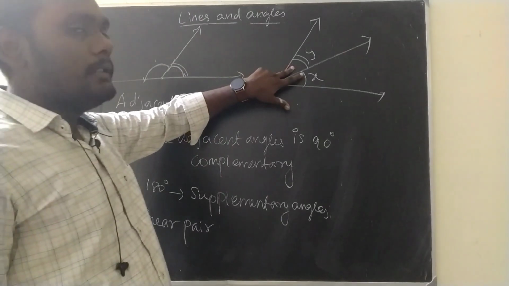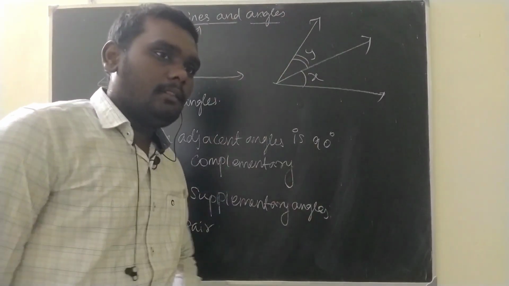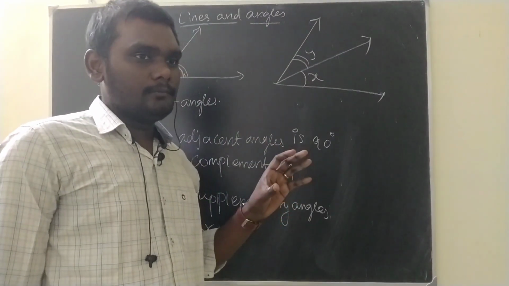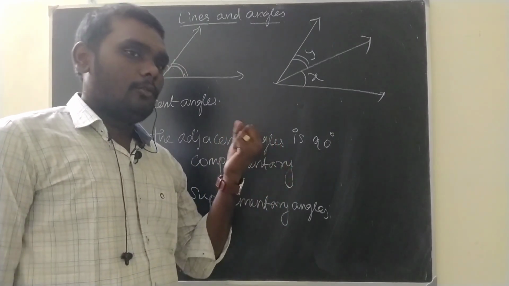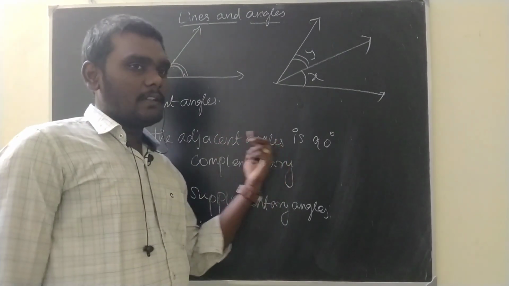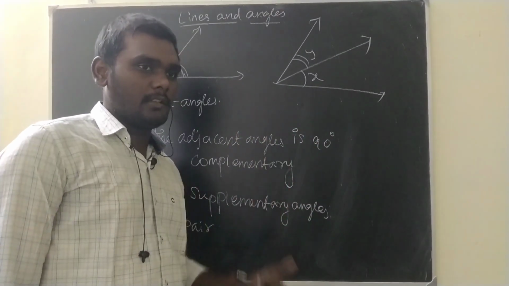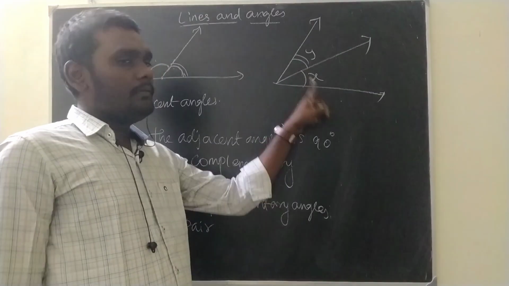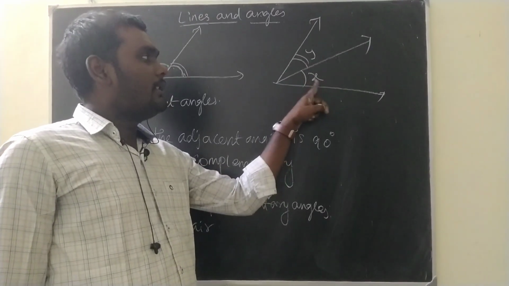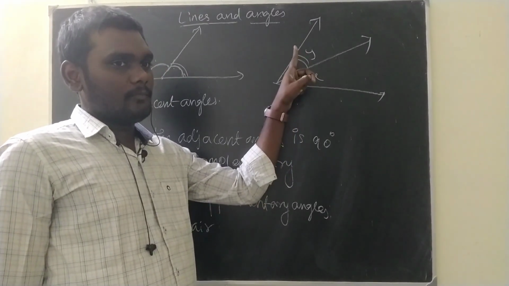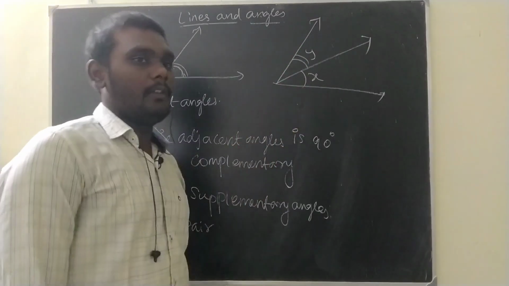Okay, that's all. And then we have seen adjacent angles. Adjacent angles means two angles having one common ray. That gives us two situations. If the sum of adjacent angles is 90 degrees, then they are called complementary to each other. In this case, if the sum of these two is 90 degrees, x is the complement of y, and y is the complement of x.